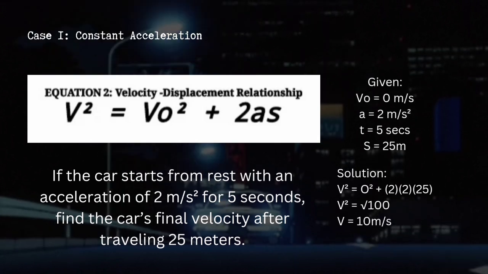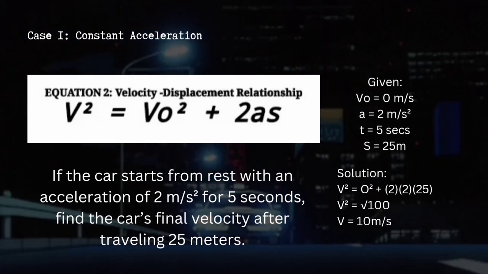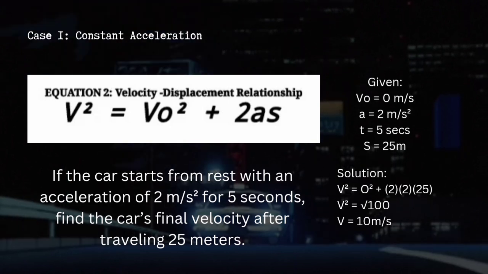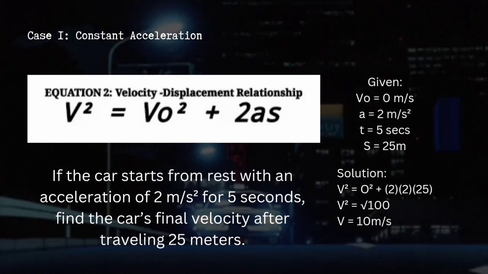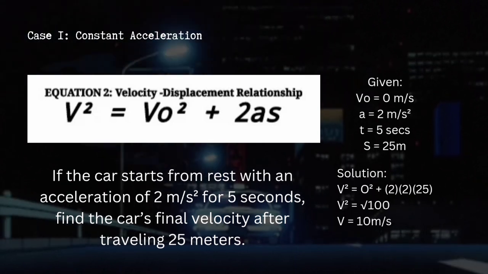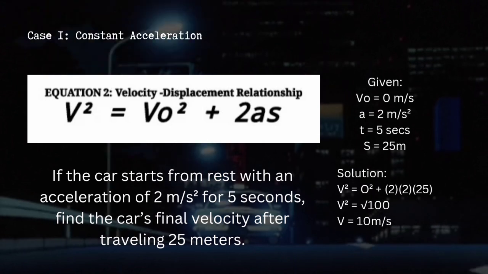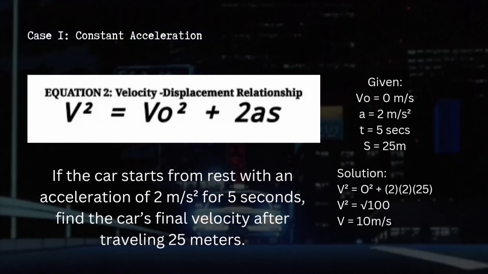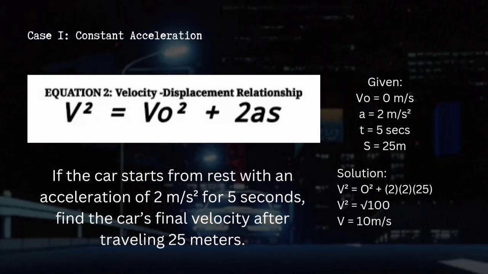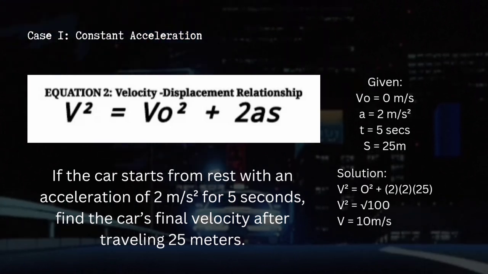So the givens are: the car starts from rest, so its initial velocity is 0, and its acceleration is given as 2 meters per second squared, and the time is 5 seconds, and its displacement, or distance, is 25 meters. So substitute to the formula. The answer is the final velocity is 10 meters per second.